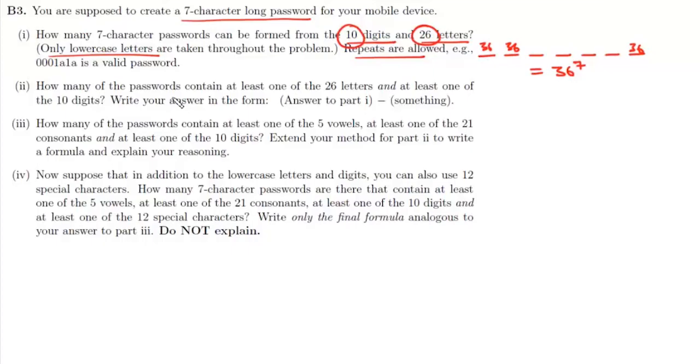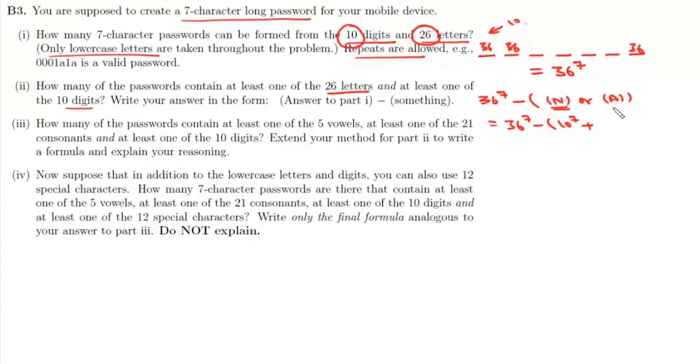Now the second one is, how many of these passwords contain at least one of 26 letters and at least one of 10 digits? We'll solve this question using inclusion and exclusion. From the total, we'll remove all those cases where passwords are either all numeric or all alphabets. So the total number of passwords is 36 to the power 7, minus the number of passwords which are all numeric. If they are all numeric, then for each position we have 10 choices. So it will be 10 into 10 into 10, 7 times. So we have to subtract this case.